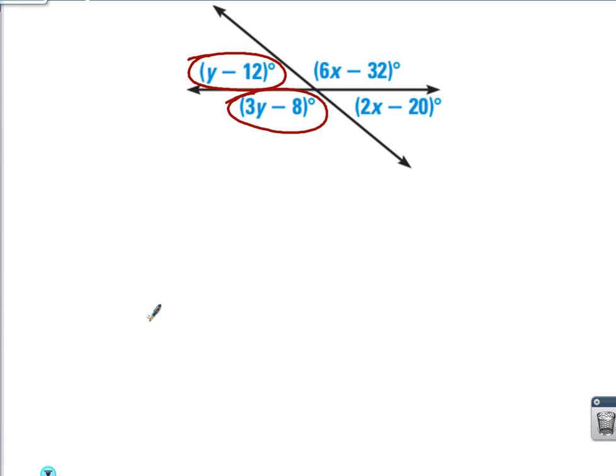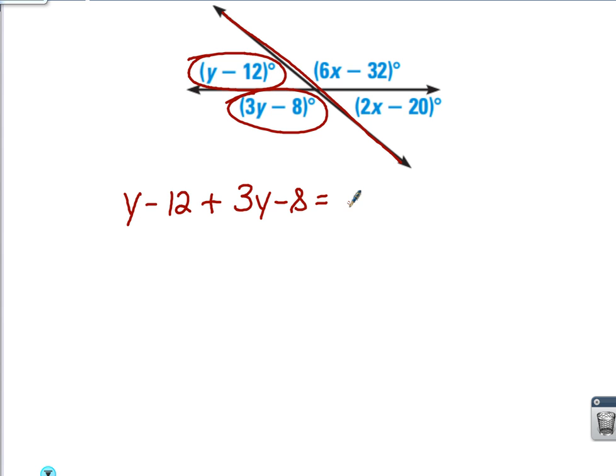Somebody tell me the relationship between, actually, Caitlin, you do it. Tell me the relationship between y minus 12 and 3y minus 8. They're not equal. I will tell you that. They are not equal. But look where the two angles are. You put this angle together with this angle, put the two angles together, I think it forms a straight line. So what's the relationship between the two?